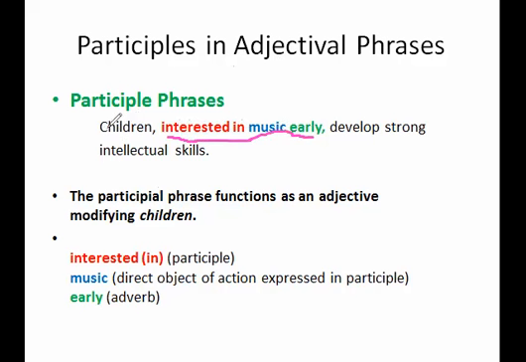So the main sentence is children develop strong intellectual skills. Interested in music early is telling us something about children. What kind of children? The ones who are interested in music at an early age. Interested in is a participle. Music is the direct object of action, and early obviously is an adverb.